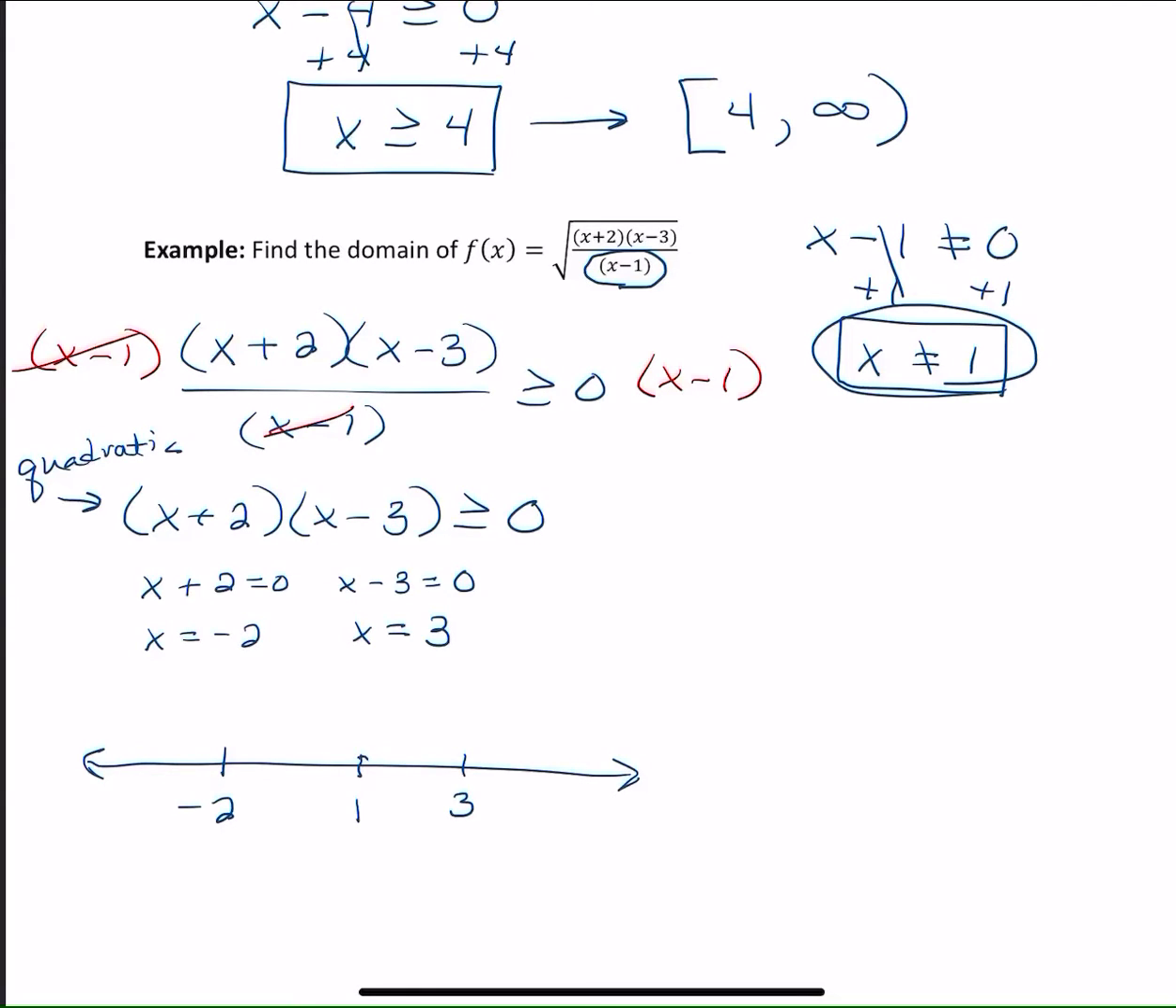There is a hole right there. So we're going to have an interval from -infinity to -2. And we're going to have from -2 to 1. I'm going to put a parenthesis on 1 because it can't equal 1 or you have a problem.